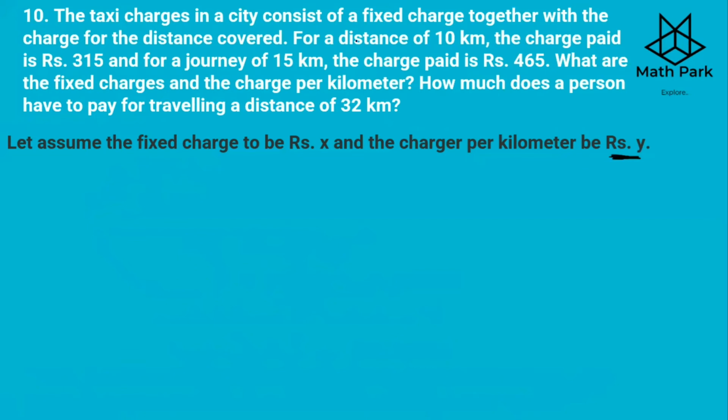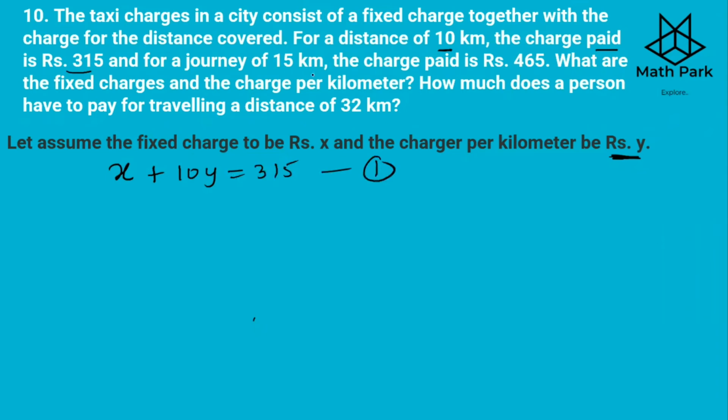So now the taxi charges consist of a fixed charge together with the charge for the distance covered. For a distance of 10 kilometer, it is going to be 10Y, right? For a distance of 10 kilometer, the charge paid is rupees 315. So we get an equation here: rupees X plus, for every kilometer, Y. So for the first 10 kilometer, it is 10Y, and the charge paid by the person is rupees 315. So this becomes our equation number 1.